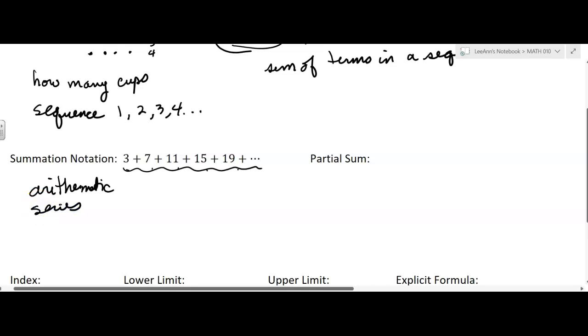Okay. So let's say you want to do a partial sum. Here we have 3, 7, 11, 15, 19. You can see the common difference is 4. But let's just say we want to add the first 3 terms. Then the notation we use is S sub 3. So I should mention S sub n is the sum of the first n terms, okay? You always start with the first term.